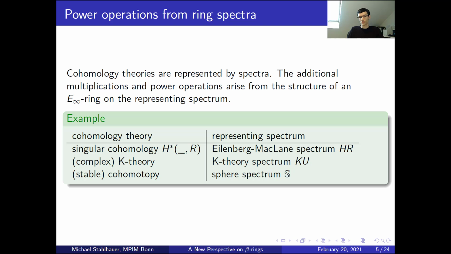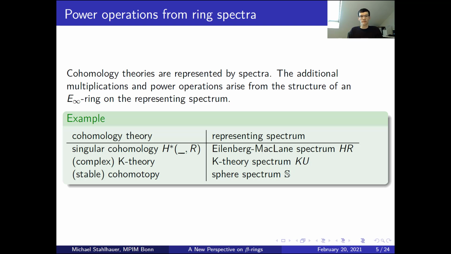Okay, where do these power operations come from? In stable homotopy theory, the common viewpoint is that cohomology theories are represented by spectra. I wrote down here in the table the representing spectra: for singular cohomology, we have the Eilenberg-MacLane spectrum, for K-theory, we have the K-theory spectrum, and for stable cohomotopy, we have the sphere spectrum. All of these operations, the multiplications and the power operations, arise from the structure of an E-infinity ring on the representing spectrum. So there's a notion of a commutative ring spectrum here, and this gives us the power operations.